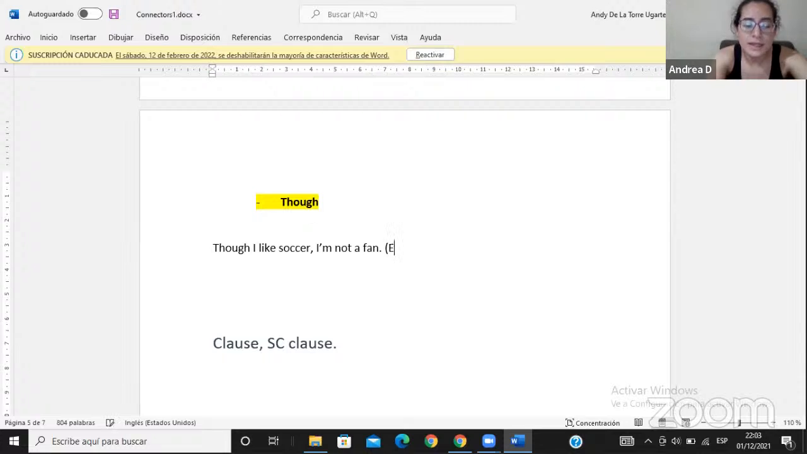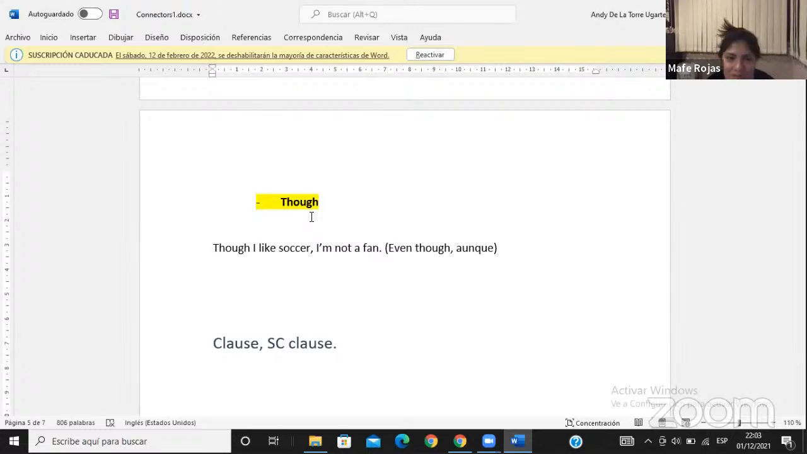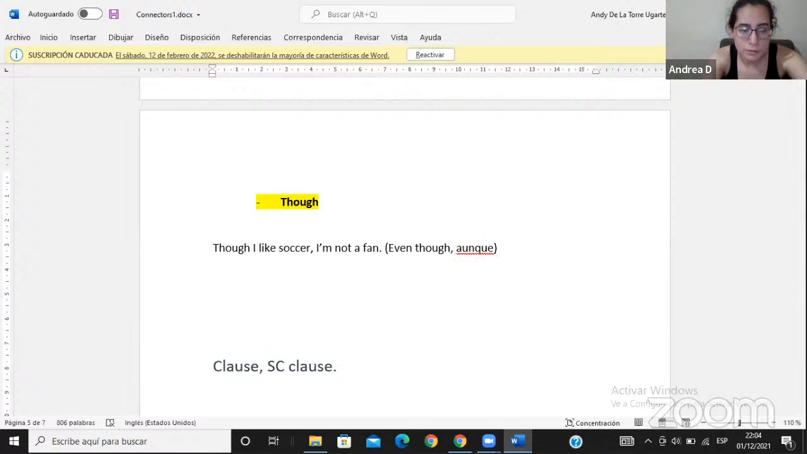But here it means like, even though, like, aunque, right? Even though I like soccer, I'm not a fan. So, aunque. Right? But you're not using even though, you're using just so. You could use both of them. When it's at the beginning or in the middle, they mean the same. So though or even though are the same. And at the end.